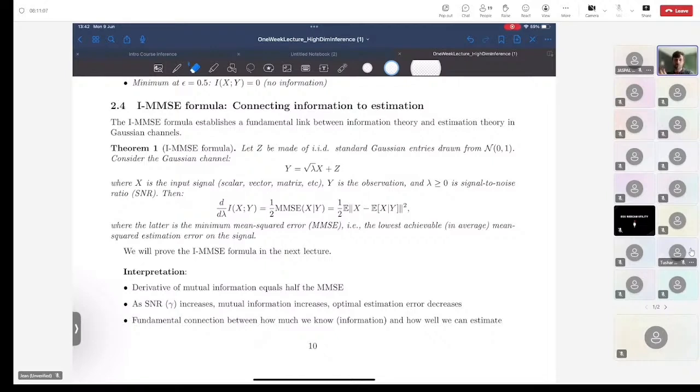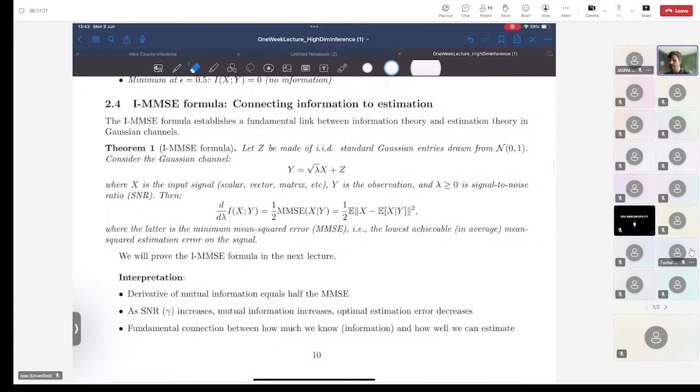So I want to compute the error associated with this posterior expectation, and this I can do if I know first how much information the data contains about the unknown parameters, the signal. I will call it the signal from now. And this relation is the so-called I-MMSE formula. Okay, so this is the fundamental connection between information and estimation. So the generic formula goes like this.